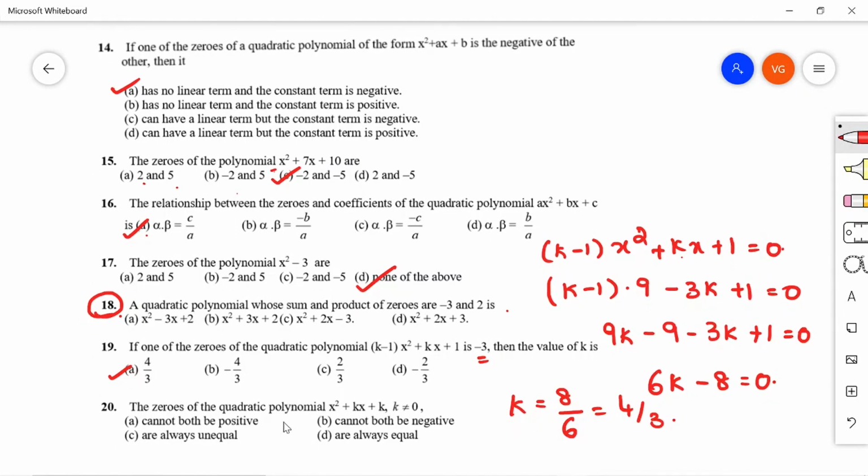Question number 20. The zeros of the quadratic polynomial x squared plus kx plus k when k is not equal to 0. So this is repeated. Question number 12 is the same question. So option A, both cannot be positive, is the answer for this question number 20.